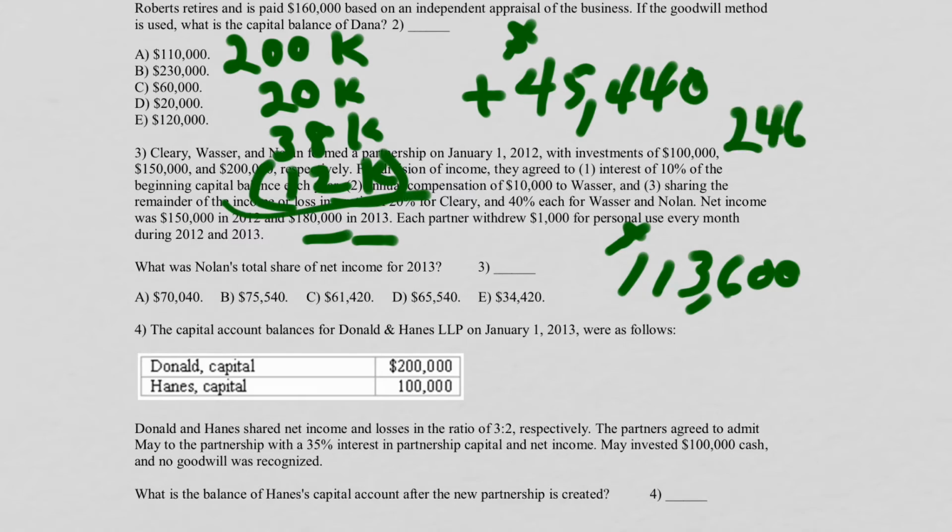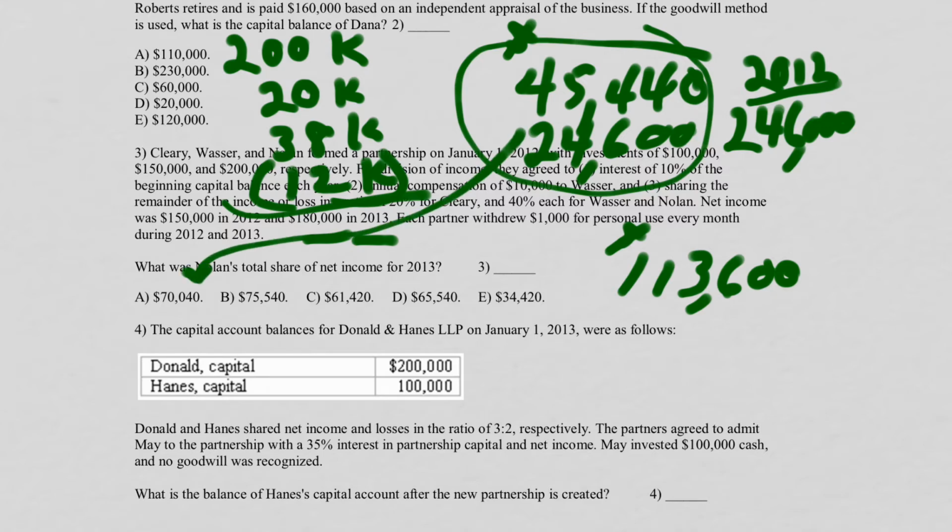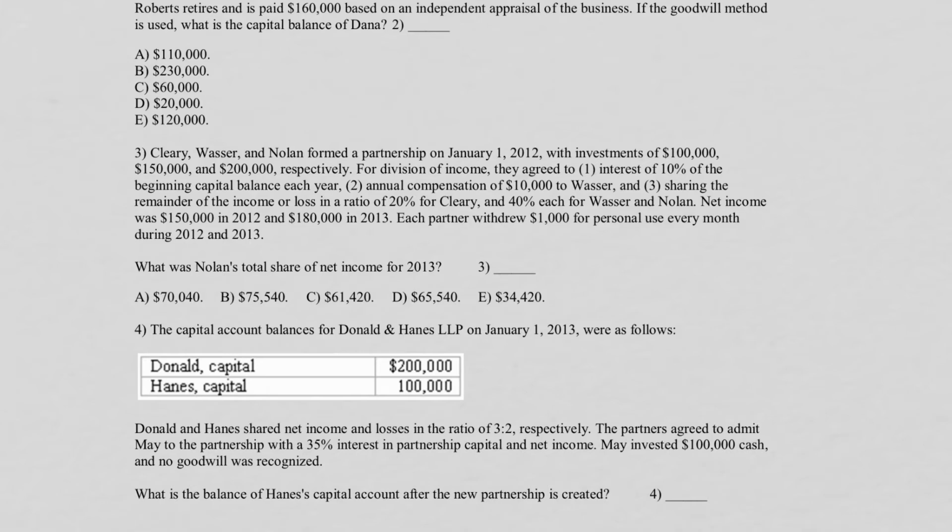At the end of 2012 he was at 246, and that means his share of the interest would have been 10% of that, or 24,600. So that's what we add to the 45,400 that he otherwise is allocated, and that'll give us this answer down here, 70,040. If you didn't follow all that, listen to it again and see if it doesn't make sense, or send me an email. Okay, let's roll forward. Let's do number 4, and then we'll take a break, I think.